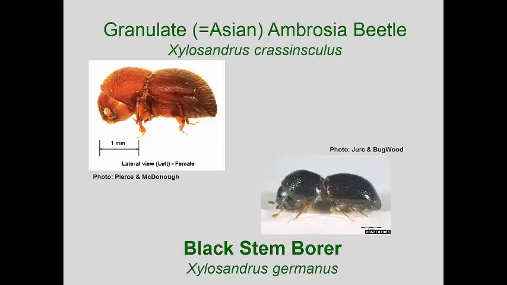Two of the more important Asian ambrosia beetles are the granulate ambrosia beetle and the black stem borer. The granulate ambrosia beetle is more active in southern zones, and the black stem borer is an important pest of northern deciduous saplings. Both are quite small beetles, with the adults being just under 3 millimeters in length. Their burrows are only about 1 millimeter in diameter.